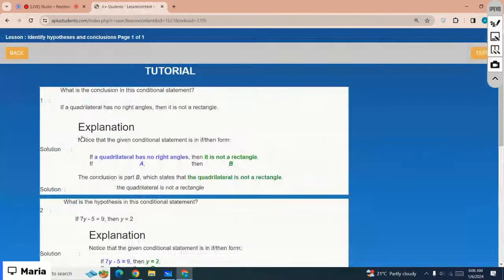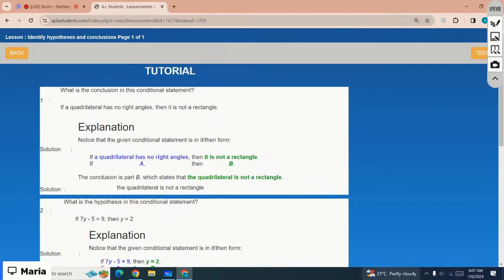What is the conclusion in the conditional statement? If a quadrilateral has no right angles, then this is not a rectangle. So the sentence has two parts, the if part and the then part. If a quadrilateral has no right angles, then it is not a rectangle. So basically, you have to make a conclusion from parts A and B, that is, the quadrilateral is not a rectangle.